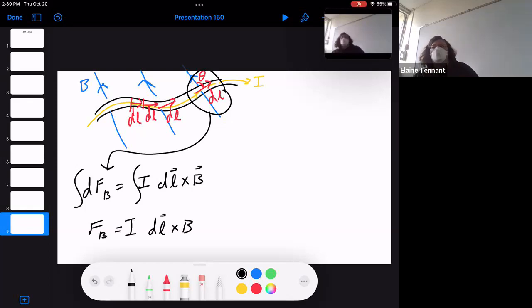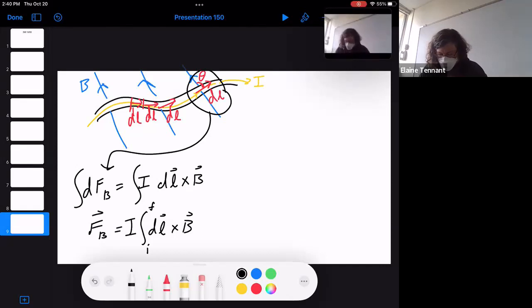My current, as I'm going through different little chunks, should I expect it to be the same or should I expect it to change? I'd say the same, right? Because all these little chunks are in series. So we'll put the I outside of the integral, and I have my dL cross B inside, from wherever you want to start to wherever you want to end. So far, so good? Okay.